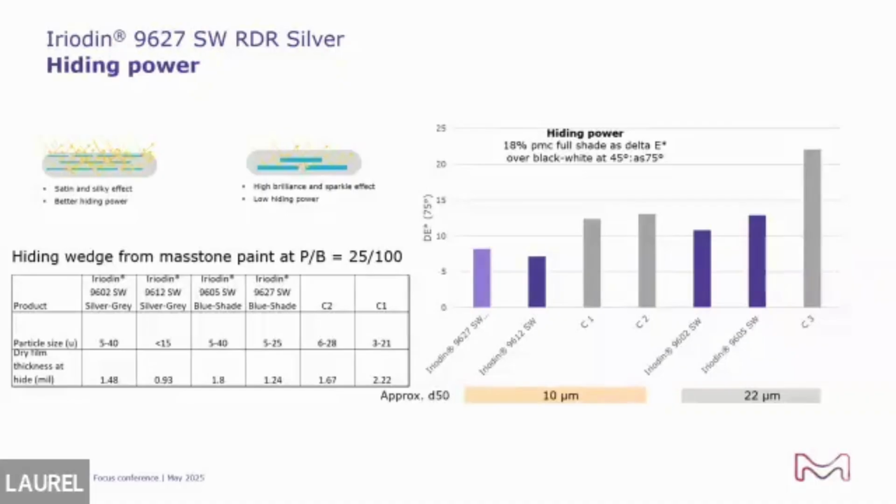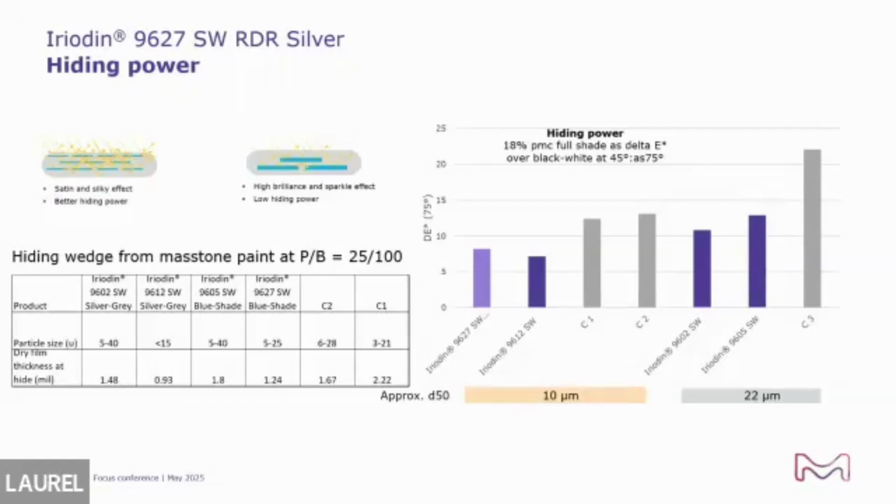This chart shows the particle size and the thickness where we did the hiding wedge of the product mass tone by itself at a pigment binder ratio of 25 to 100. This is our standard mass tone formulation. You can see 9627 is about 1.2 mils complete hiding, and 9612 is less than 1 mil. If you move to the bigger particle size, it's going to be over 1.5 mils.